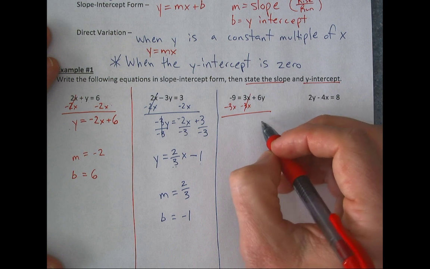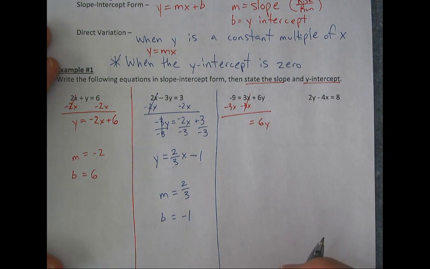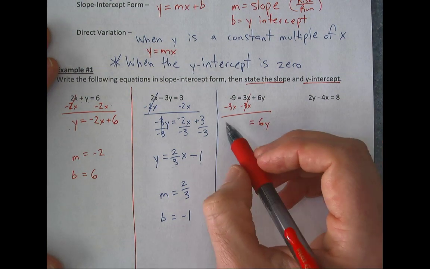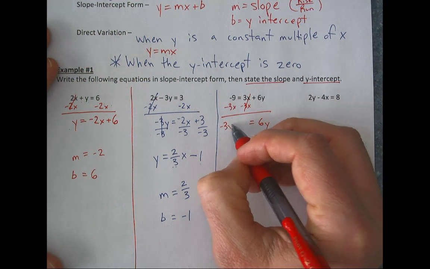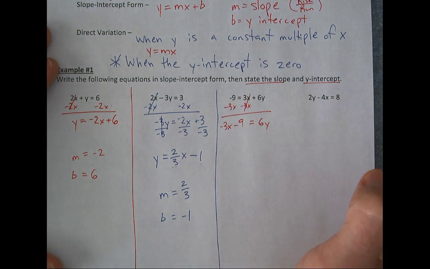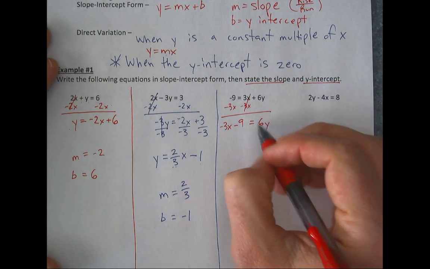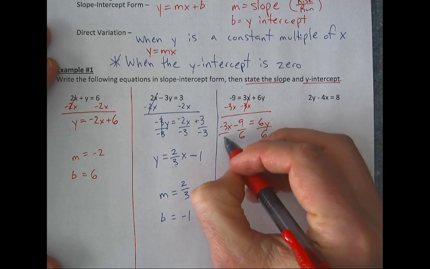And so now I have a 6y still hanging over there on the right side. And I want to put this in the right order, x up front, negative 3x. And now I have a negative 9. I'm going to write that as minus 9. Okay, y is almost isolated. I need to divide by this 6, though. Everything gets divided by 6.